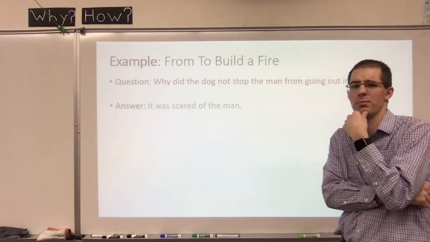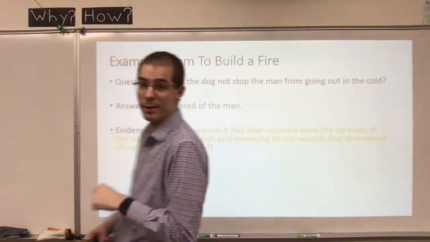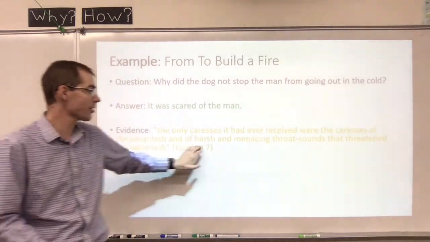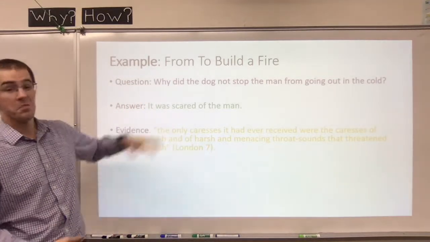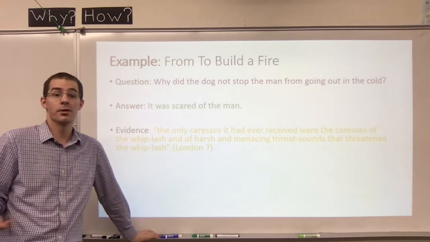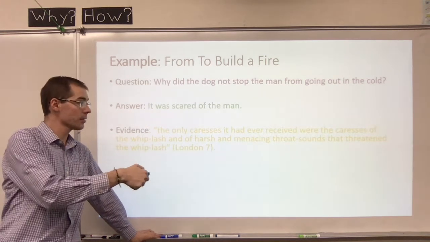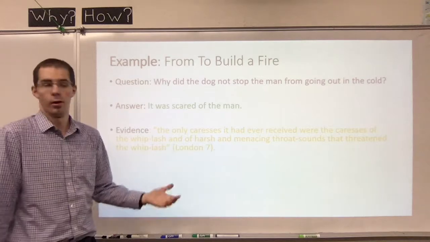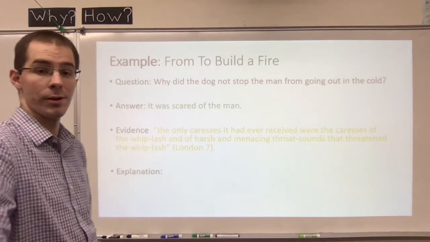And you might ask, well, prove it. Prove why the dog was scared of the man. Okay, I'll give you some evidence. Here's my evidence: the only caresses it had ever received were the caresses of the whiplash and the harsh and menacing throat sounds that threatened the whiplash. That's the evidence I have to prove that the dog was scared of the man. But I can't just leave it there, because you might say, well, Mr. Bitter, that doesn't make any sense. Explain it to me. How does this evidence really show your answer? Prove it. Oh, I just did. I gave evidence. No, you need to explain it. So let's explain how this works.